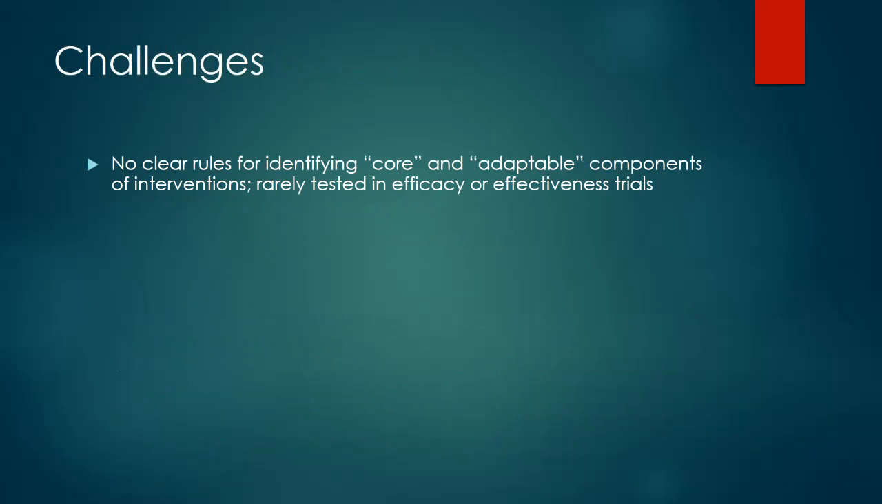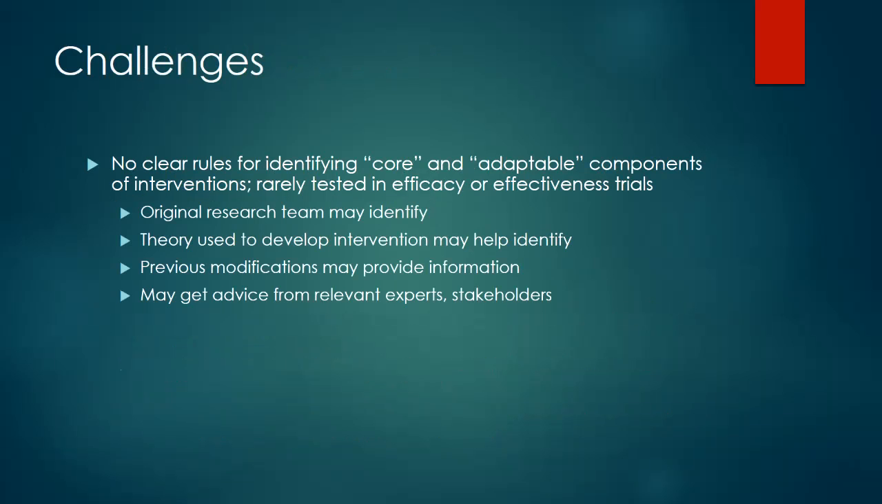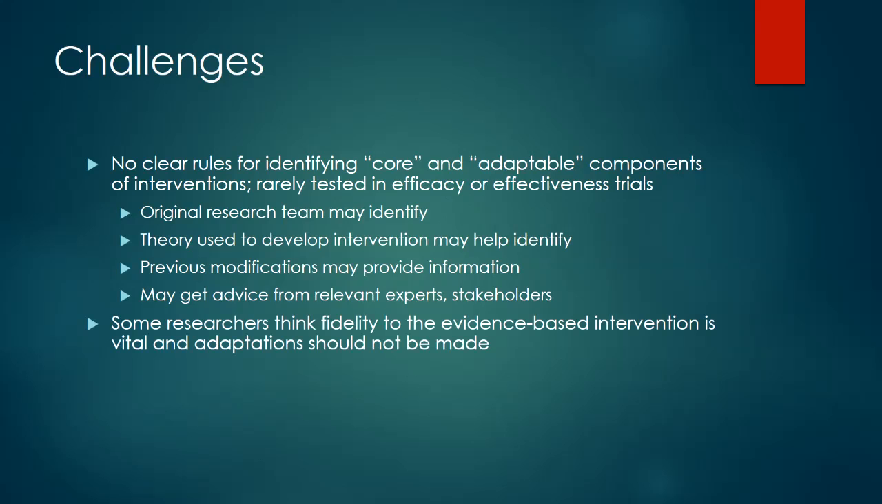The challenges, as you might expect, are that it can be really challenging to identify these core and adaptable components. It's rarely tested in trials. In other words, there are very, very rarely different versions of the intervention tested. So you might contact the original research team to help you identify which components could be adapted. You could look back at the theory that was used to develop the intervention to determine which parts could be changed. Other people may have made modifications already, so it's worth looking at the literature or asking peers or others about whether they've adapted the program. And then you could also get advice from relevant experts or stakeholders.